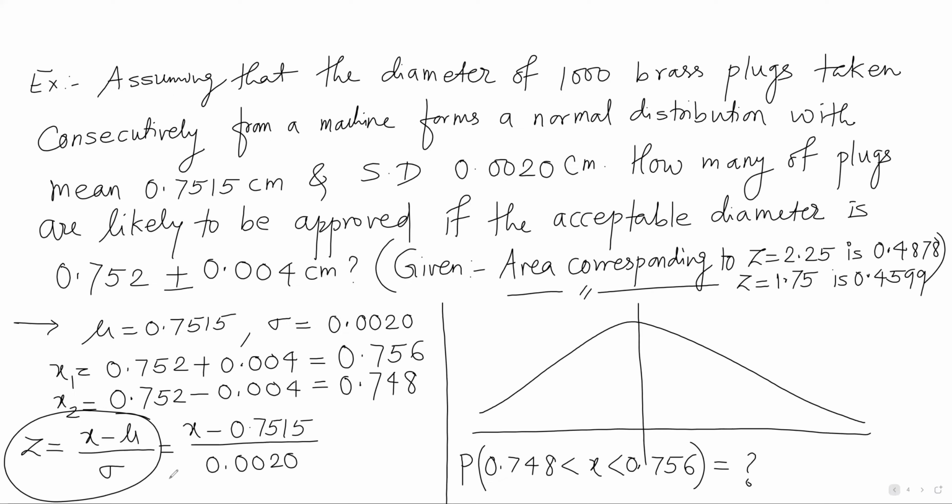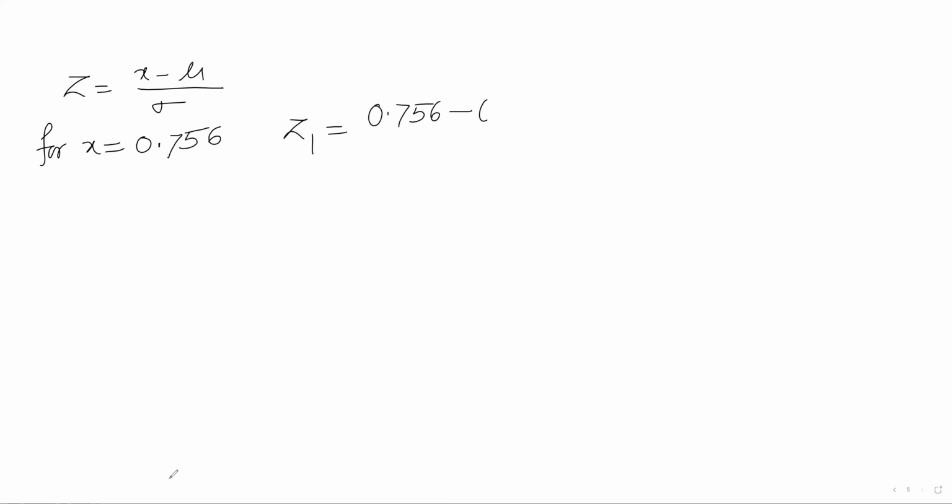So z is what? Z is x minus mu by sigma. So for x is equal to 0.756, what will be Z1? Z1 can be written as 0.756 minus mu. The value of mu is given as 0.7515, divided by the standard deviation 0.0020. Calculate this, and you will get that value as 2.25.